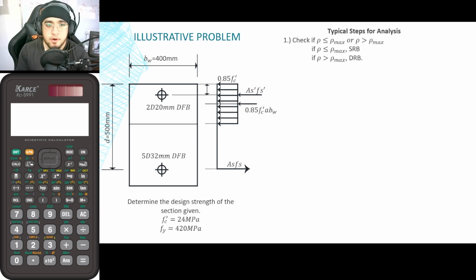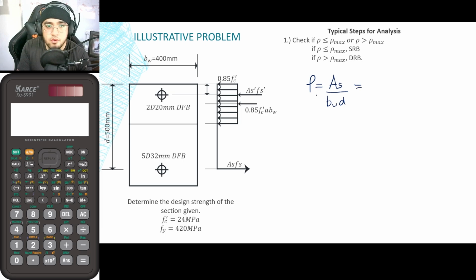Okay, so as per our steps a while ago, let us check first if we can solve for it using SRB or we are required to solve for this using DRB. So let us solve for rho. Rho is basically equal to the area of the tension steel divided by BWD.